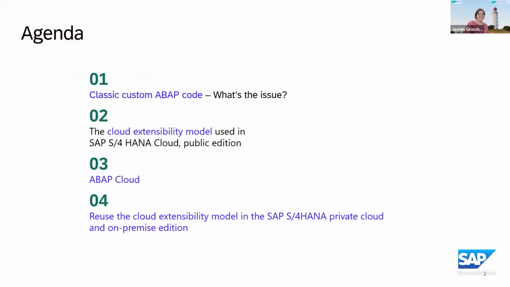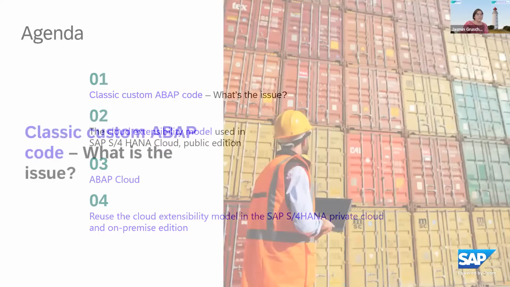Hi, everyone. Nice to have you. Let's start with the agenda. We'll go over ABAP Cloud today, and we'll start with why ABAP Cloud was necessary in the first place. There's, of course, the classic ABAP development model, and there was a need for change. We'll dive into why that was necessary and what the issues were. In the second part, we'll explain the cloud extensibility model on SAP S/4HANA Cloud and how it relates to ABAP Cloud. In the third part, we'll dive into what ABAP Cloud actually is and what you can do with it. And in the fourth part, we'll tell you how you can use the advantages of ABAP Cloud also if you're an on-premise or a private cloud customer. And with that, let's get started.